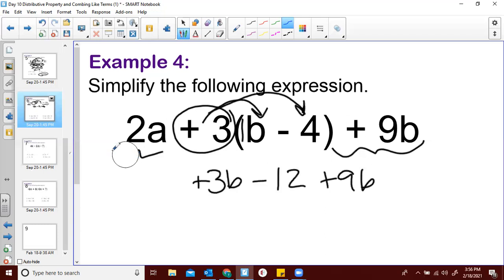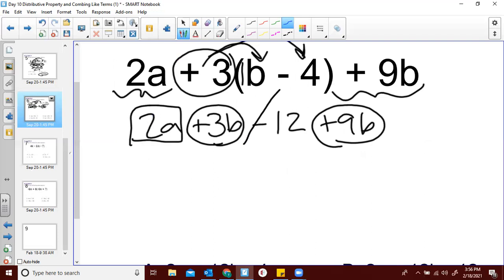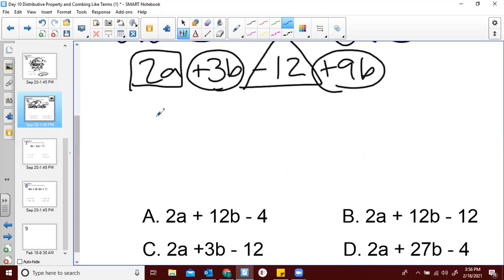All right, let's look for teams here. I have a plus 3b team and a plus 9b team, so that's cool. My 2a is kind of by itself, no teammates, no problem, and negative 12 as well. So let's rewrite and then combine. So I'm going to put them in alphabetical order. So 2a plus 3b plus 9b, and that's going to be minus 12.